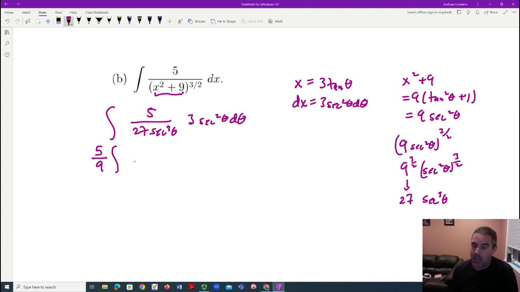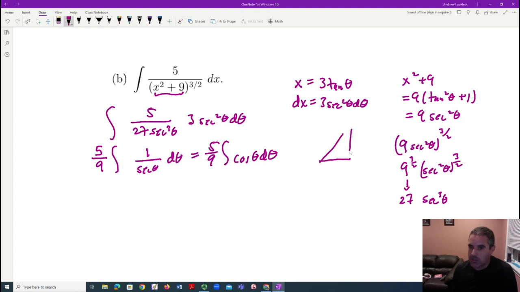I've talked about this in class, that you really should simplify because it makes your life easier. Don't be scared of simplifying. I did 3 over 27 is 1/9. And then everything cancels except 1 secant on the bottom. And now we're almost done with the problem because that's 5/9 cosine of theta. And if we can draw the triangle, we're done.